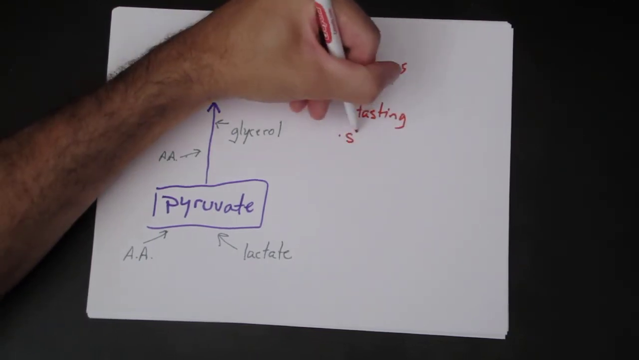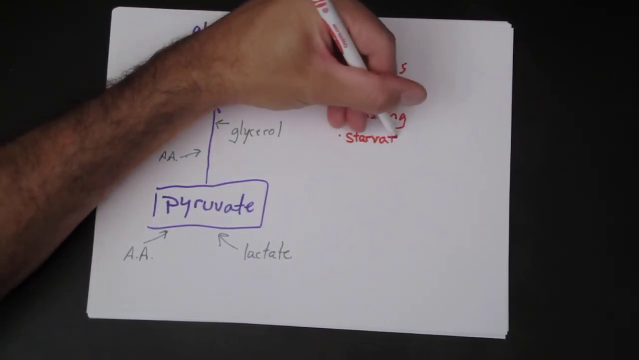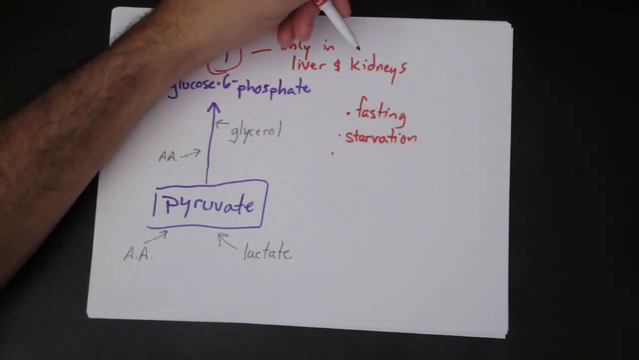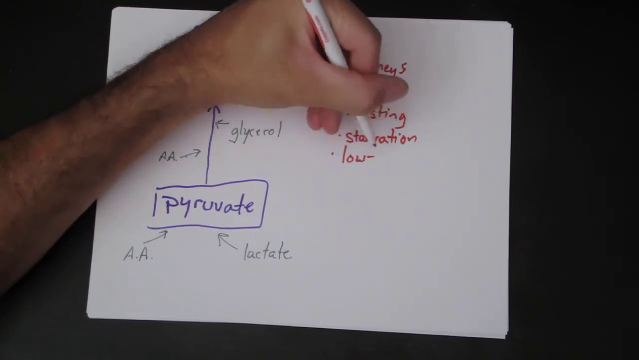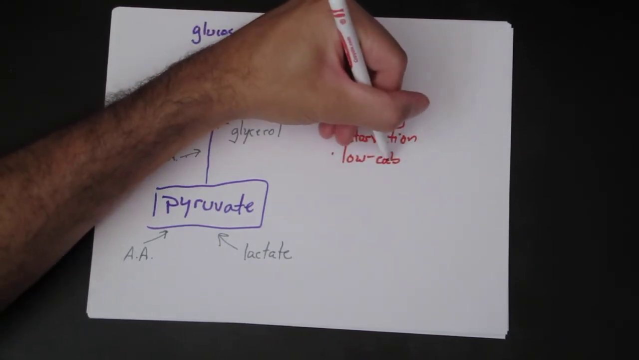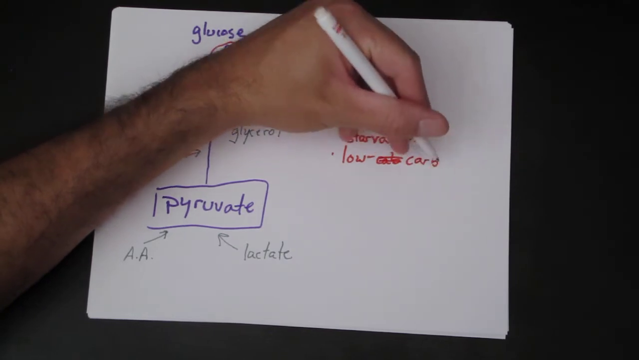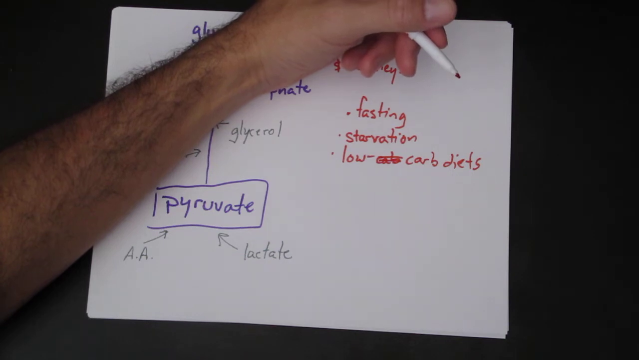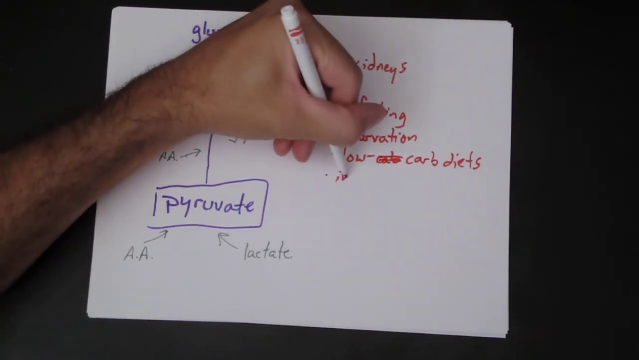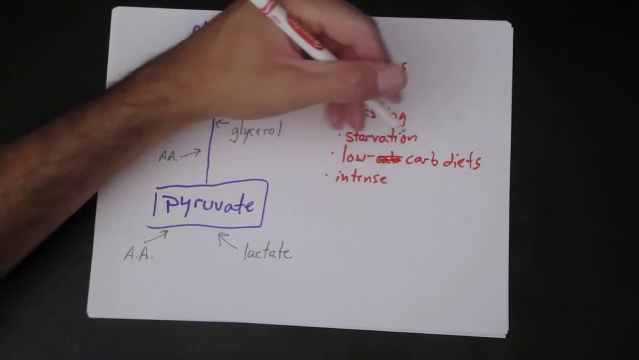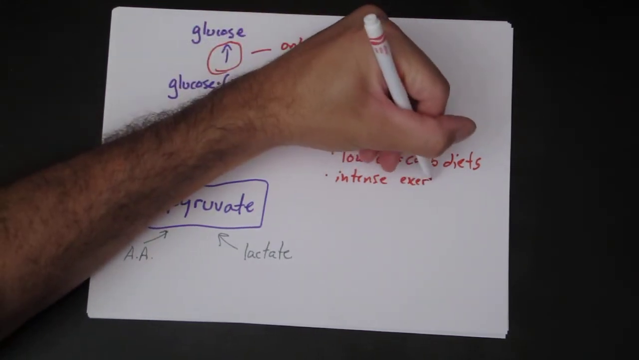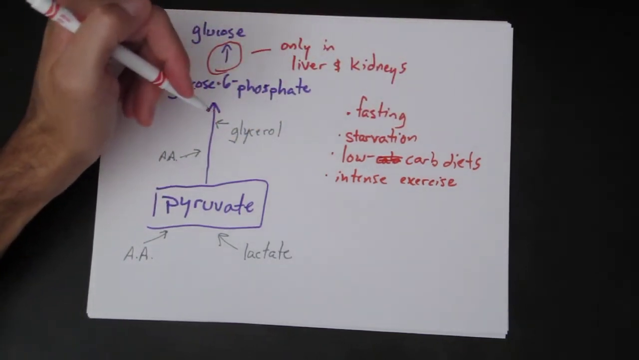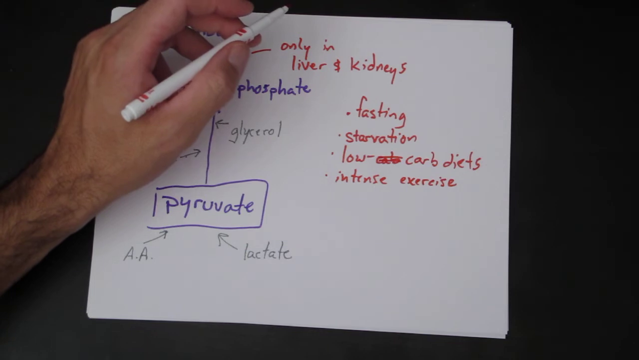We see it taking place during starvation. We can see it taking place in people who have really low-carb diets. If you aren't eating sugar, you're going to make it from something else. Right? So we see it in these sorts of conditions as well. We can see this happening during intense exercise. If you are using your carbohydrate stores and you're not refueling, you're going to start making carbohydrates from other sources. So we can see it happening then as well.